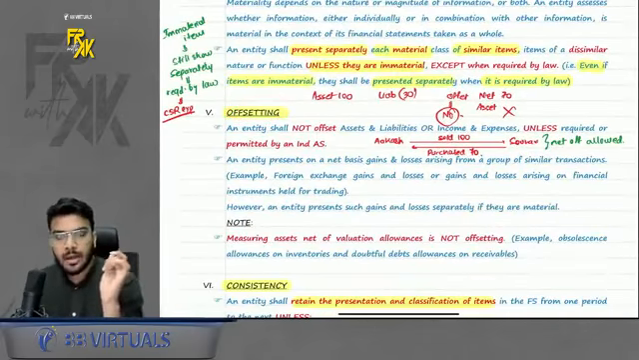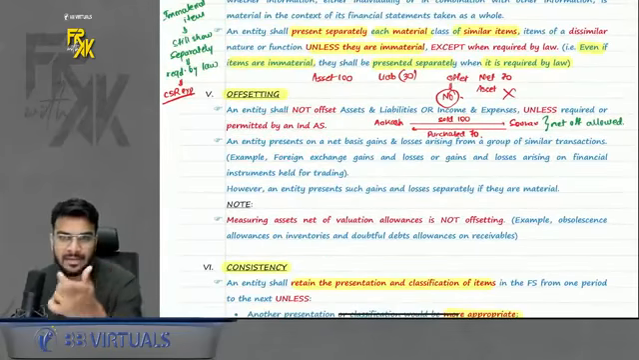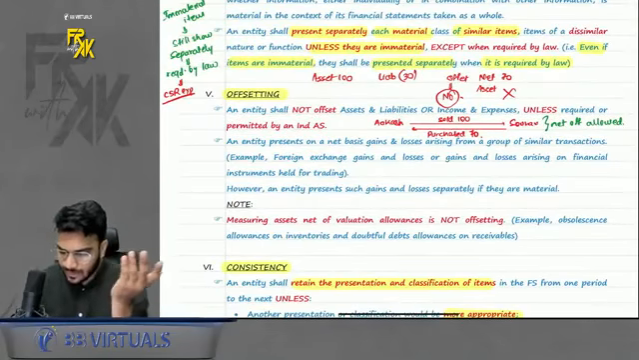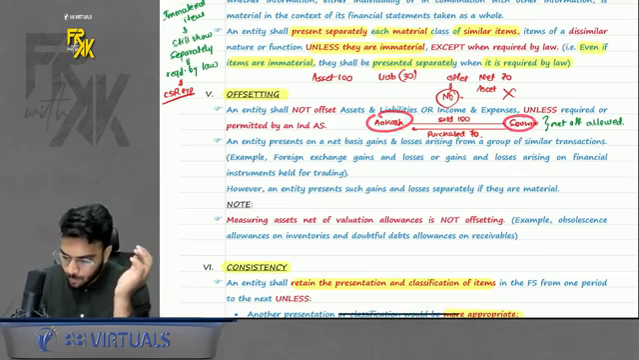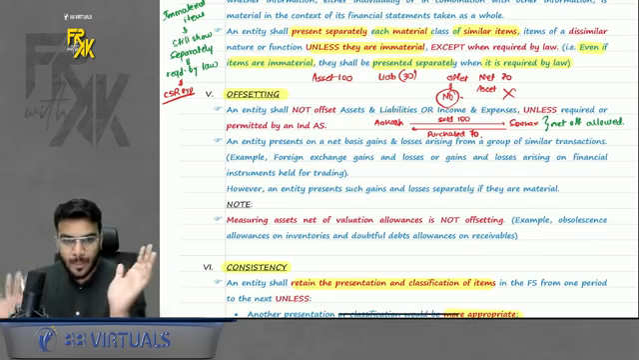Offsetting. Until and unless Ind AS permits offsetting, you will not offset any asset or liability. Also, just apply some common sense here. If the same parties are involved, for whom you have sold something and from whom you have purchased something, you can offset, of course. So apply some common sense also here.